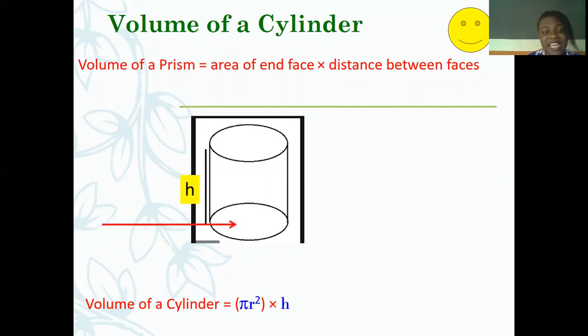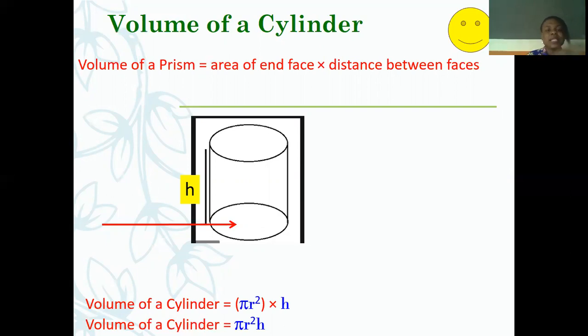So the area of the end face, you can see that red arrow, that's one of the end faces, and it's a circle, so pi r squared times the distance between the two faces, which is h in this case. So pi r squared times h gives us pi r squared h. That is the formula for the volume of the cylinder. You might have heard this before, so this is how that formula is obtained. Pi r squared h has a nice ring to it, so it's something you can just put in your head for future reference.